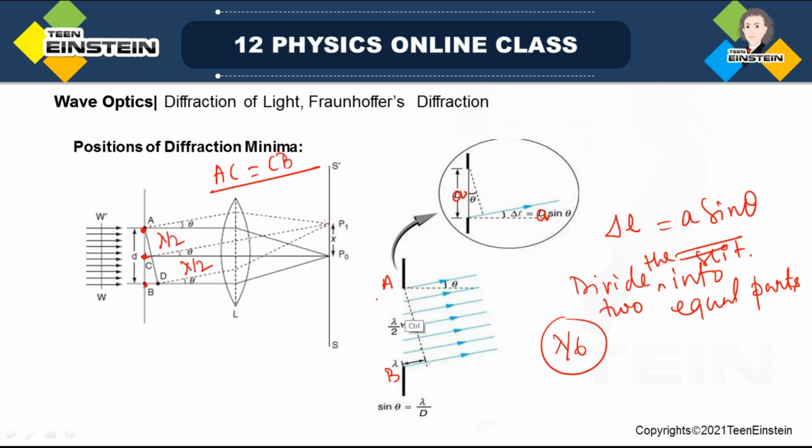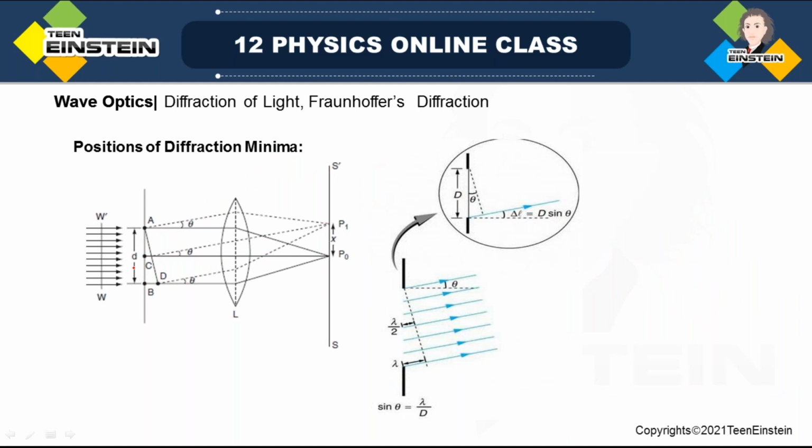If I take one more source here, not at the extreme A point but some point in the middle, then the corresponding point in the lower part, exactly in the middle of the CB part, will give you path difference lambda by 2. I hope you are understanding.